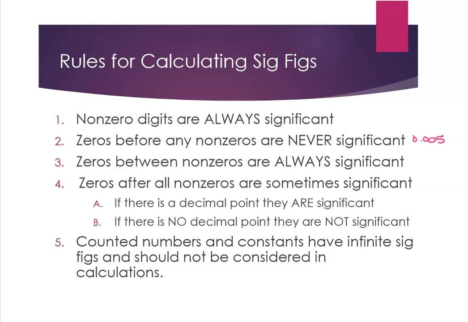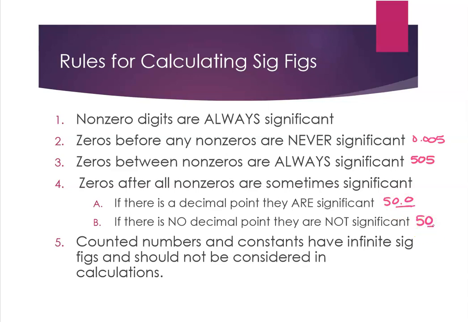Zeros in the middle are always significant. So if I have 505, those are three significant figures. The 5 is significant, the 0, and the 5 as well. A 0 at the end of a number is only significant if there is a decimal place. If there's no decimal place, then they are not significant. And if there is a decimal place, then they are significant. So 50.0 is three significant figures, but 50 with no decimal place is only one significant figure. So the decimal makes both of these trailing zeros significant. The lack of decimal here makes this zero insignificant.